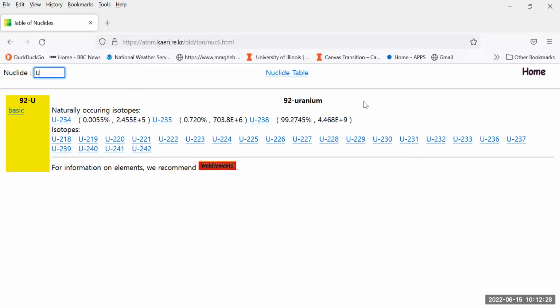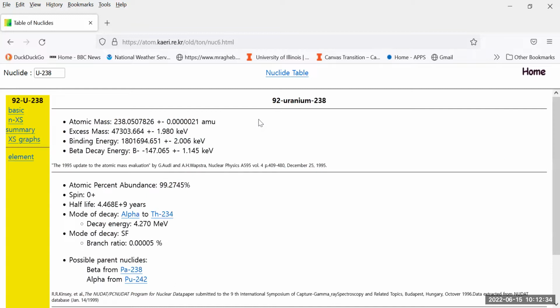Suppose I want to learn more about the isotopes, so I can click obviously on the link for uranium-238 here, and it will give me more information. One of the important pieces of information here is that it has a mass number of 238.050.